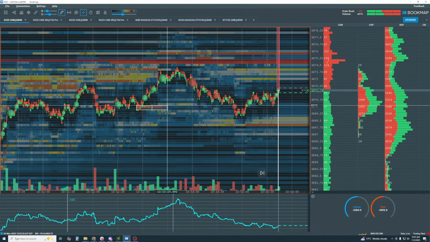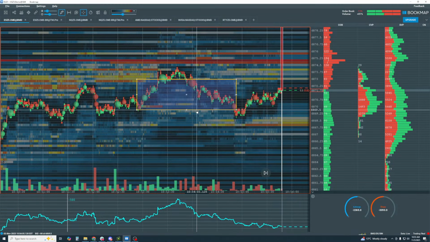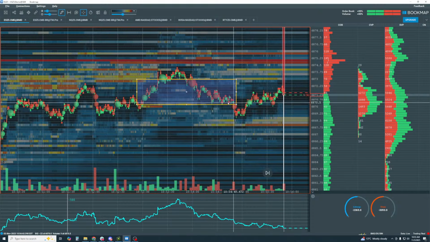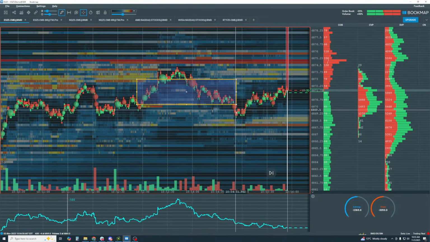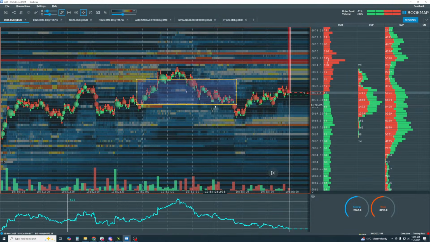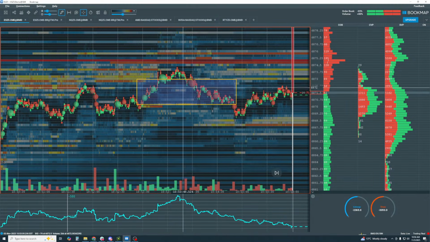Your range is something like this. Just for the sake of this, we'll make it a little bit cleaner. We'll say this is your range up here, right? This break in here is not much. We got to see it move away from this value area here where this back and forth is.